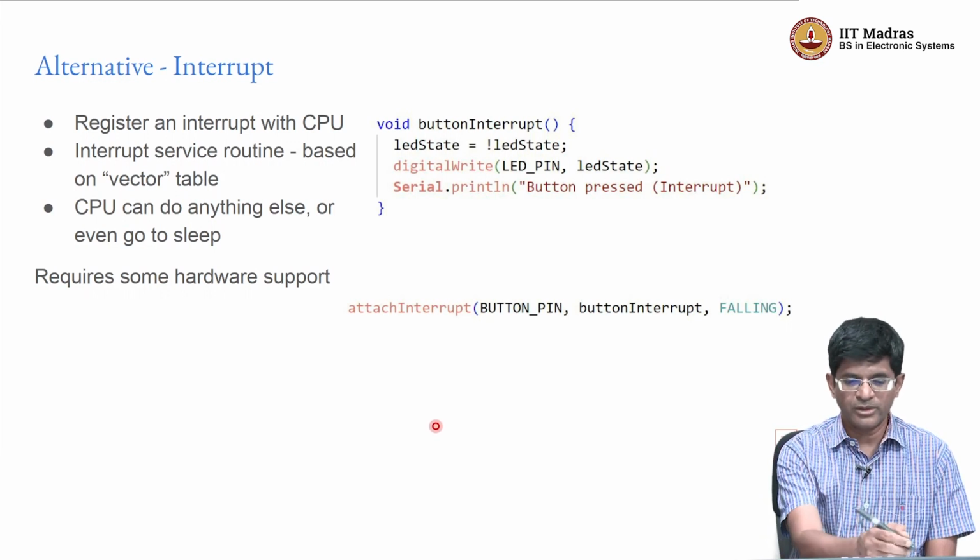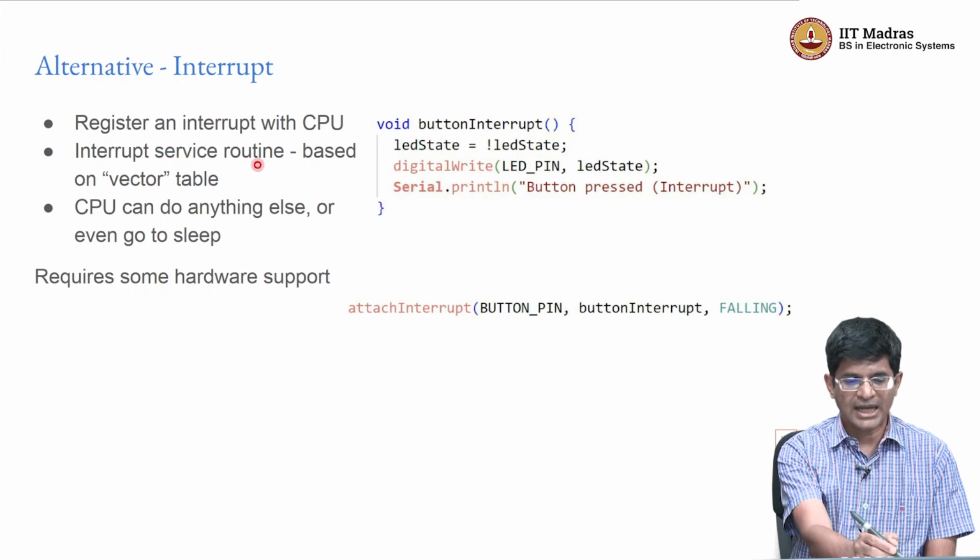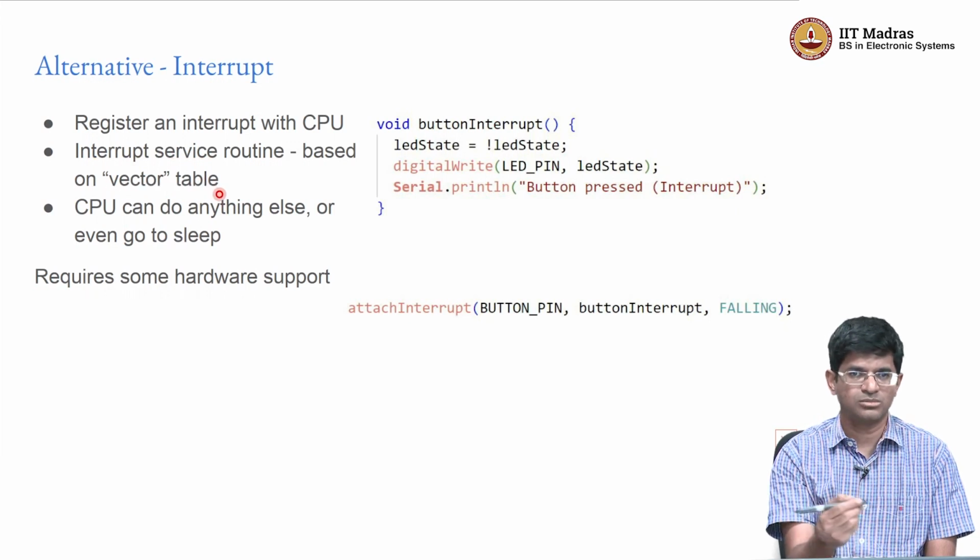We basically know that the interrupt that I get is associated with some kind of a number, some identifier for the interrupt. And I have something called an interrupt vector table, which says, okay, if I get interrupt number 2, jump to this address.